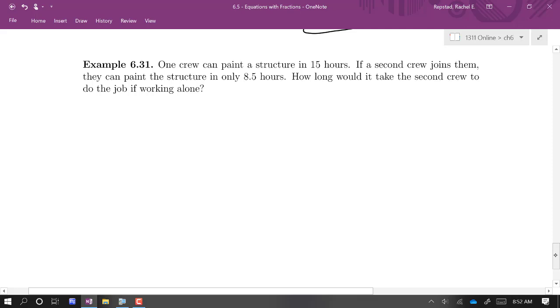Okay, let's try another one. This one's similar. We've got 2 crews working on painting a structure. One crew could do the structure in 15 hours. If a second crew joins them, they can paint the structure in only 8.5 hours. That's together, right? If a second crew joins them. So that's the time it takes together. How long would it take the second crew to do the job if working alone?